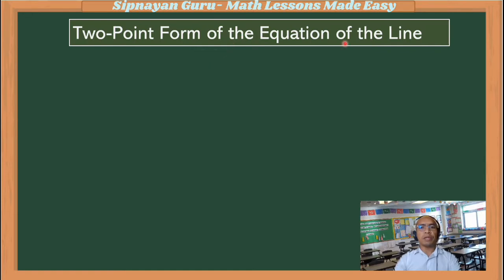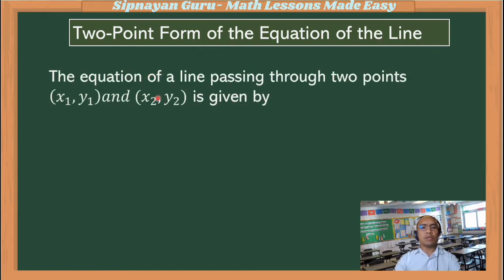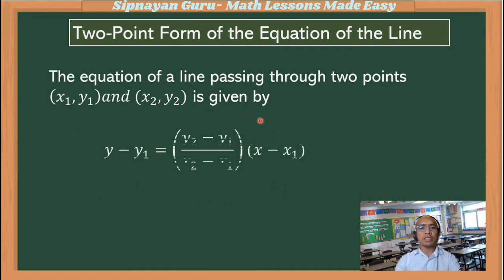Two-point form of the equation of the line. The equation of the line passing through given points x sub 1, y sub 1 and x sub 2, y sub 2 is given by the formula y minus y sub 1 is equal to the slope, which is y sub 2 minus y sub 1 all over x sub 2 minus x sub 1, times x minus x sub 1, where x sub 2 is not equal to x sub 1.